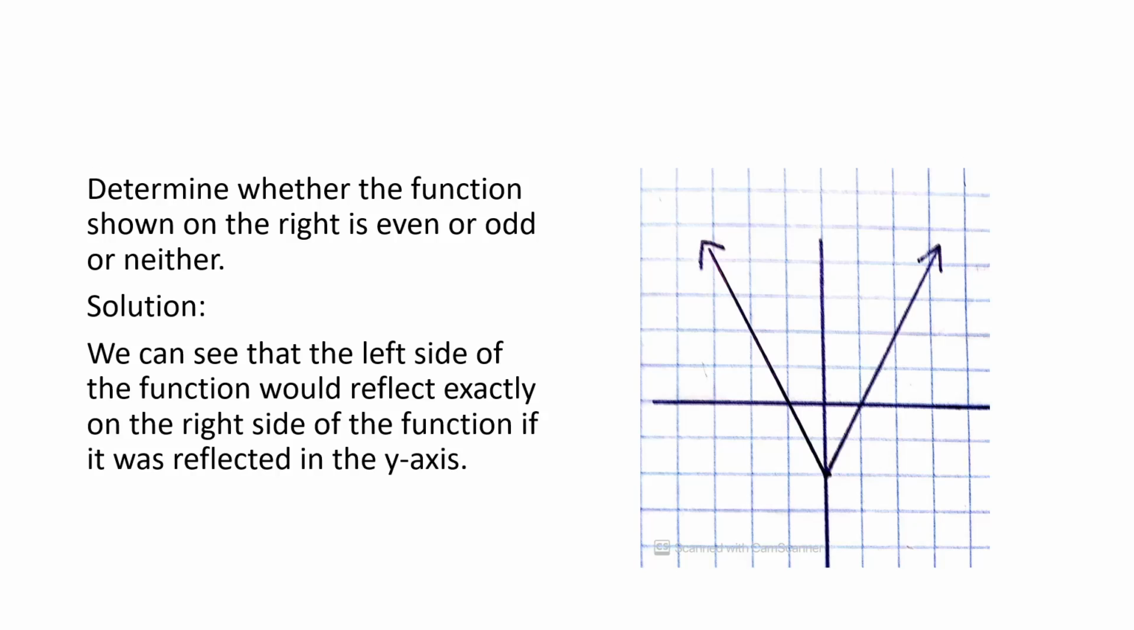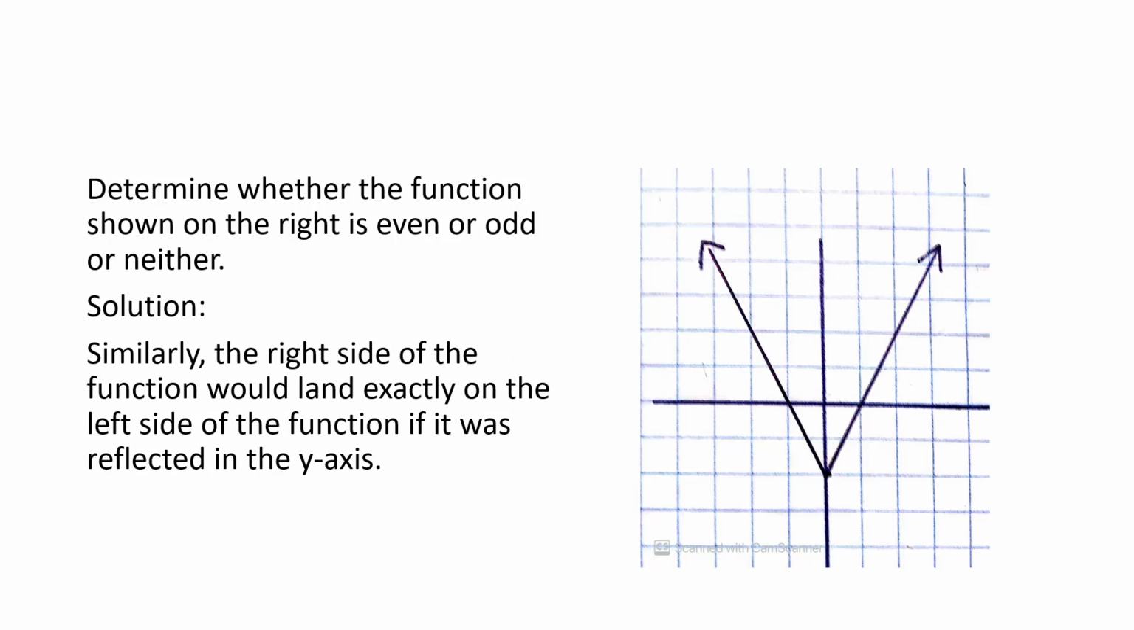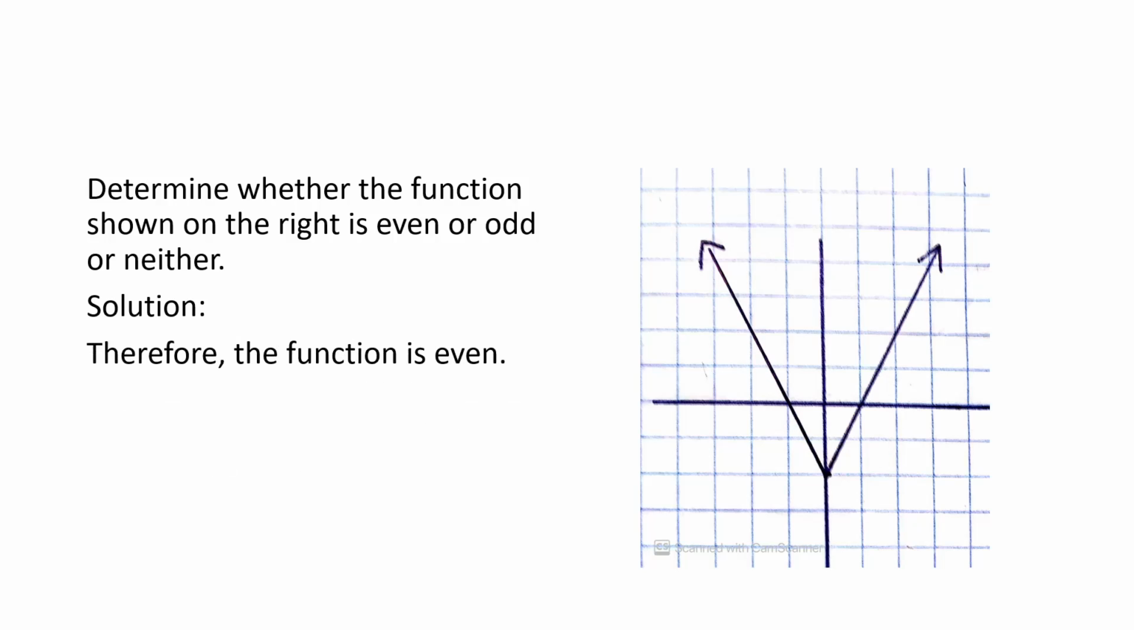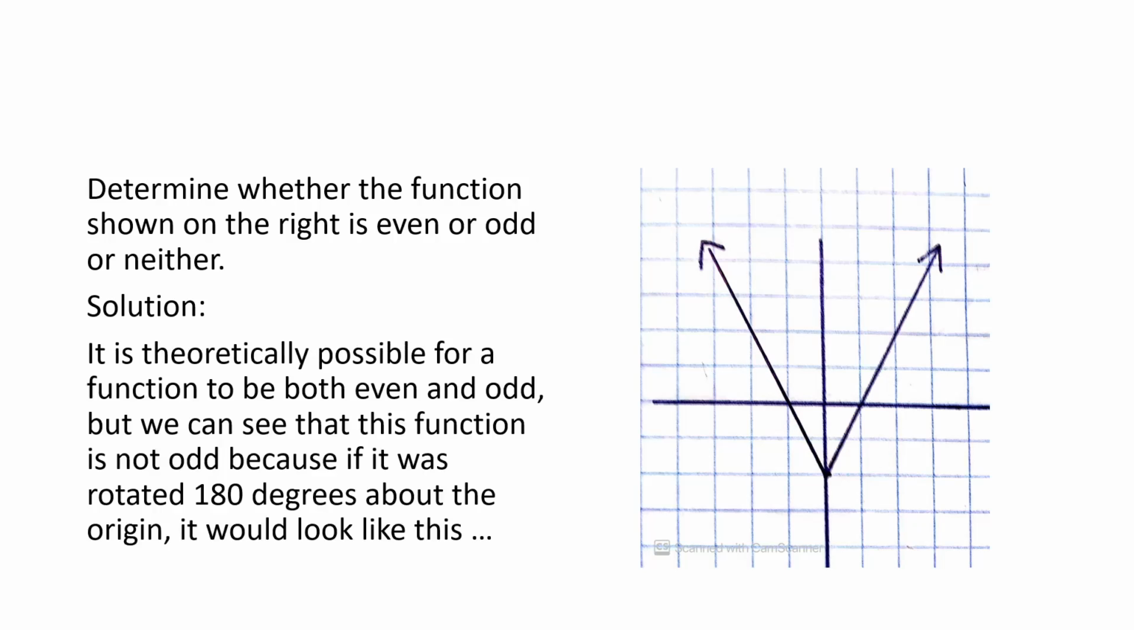Well, we can see the left side reflects exactly on the right side of the function if reflected in the y-axis. So for instance, look at this left side right here that I'm showing in red. If I reflect that in the y-axis, it lands exactly on the other side. And similarly, if I reflect the right side, it falls exactly on the left side. So the function is therefore even.